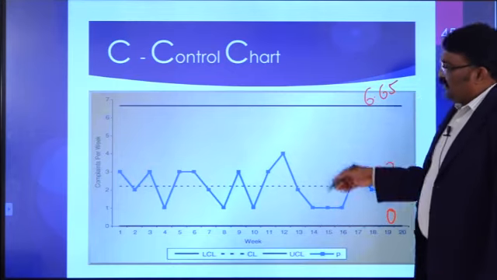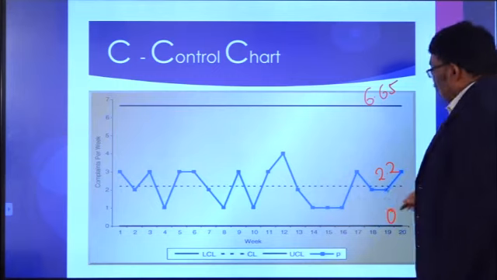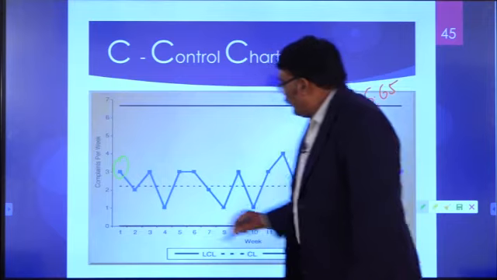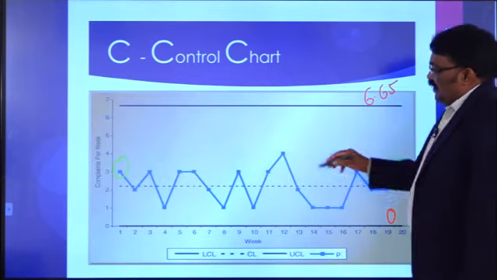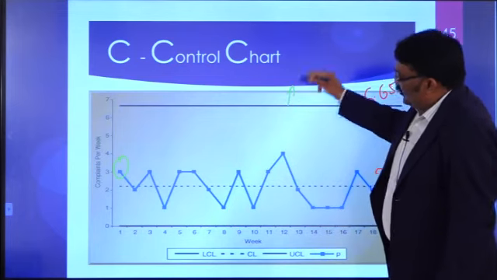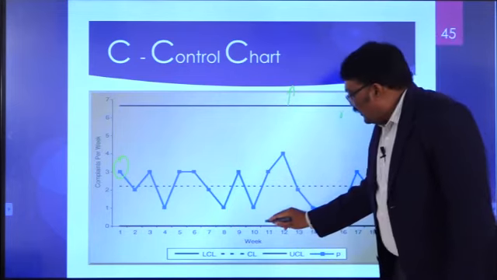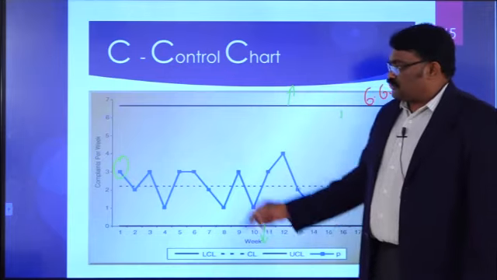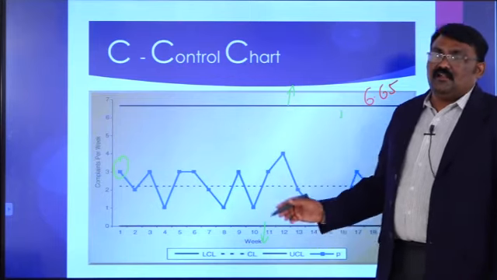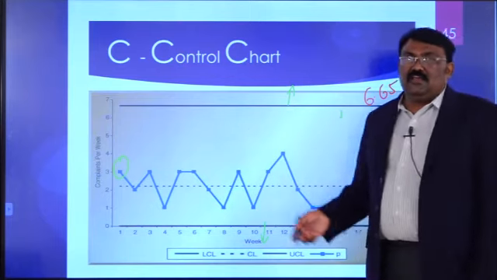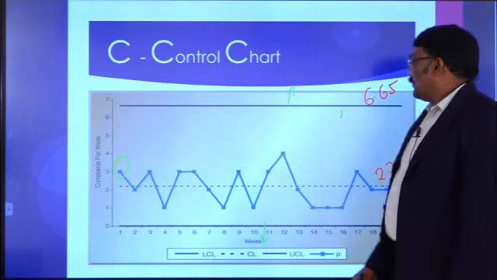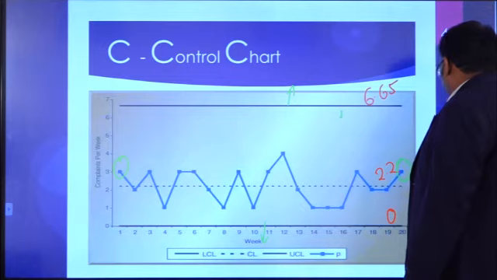After plotting in the diagram from sample number 1 to sample number 20, we can see that no sample has crossed beyond the upper control limit or below the lower control limit. So, there is no complaint which is beyond the limits or below the limits. So, we can accept the process as represented in the diagram.